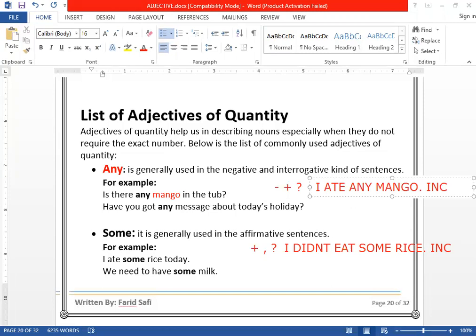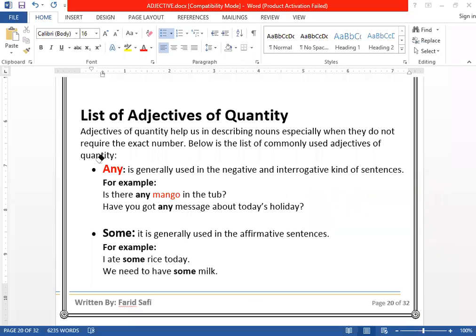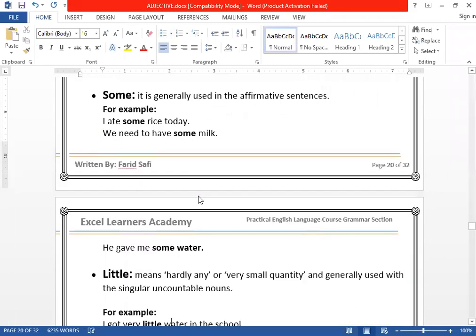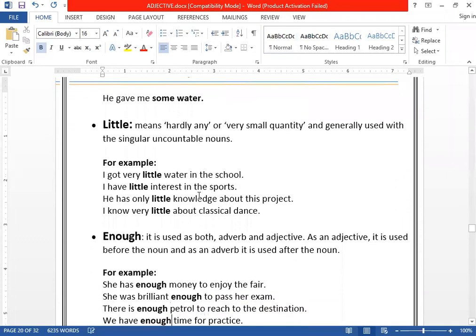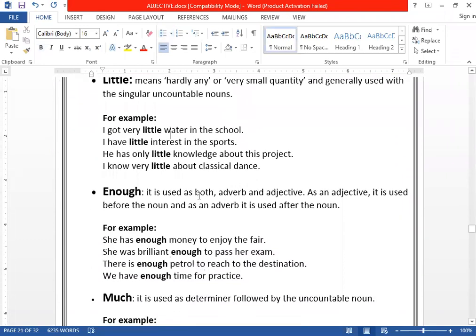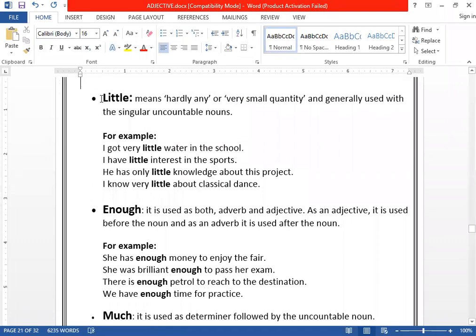See, for questions you can use both of them. Like for example, we need to have some milk. A positive sentence, but it cannot be used in a negative one. He gave me some water. It's a positive statement. Now we want to study the next one, little.